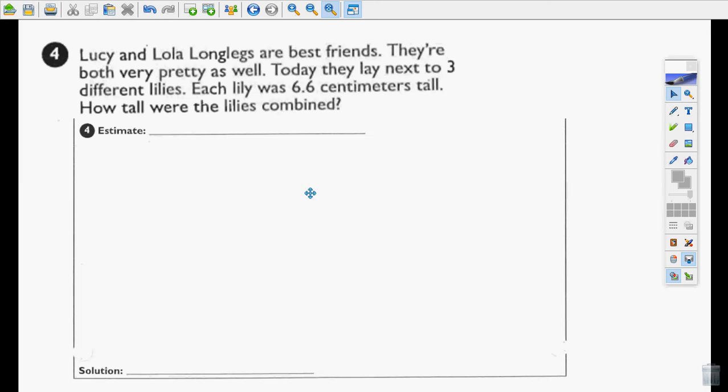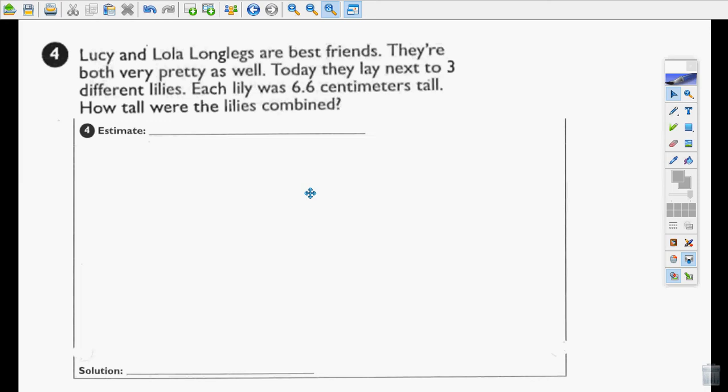Okay, so our problem says Lucy and Lola Longlegs are best friends. They are both very pretty as well. Today they lay next to 3 different lilies. Each lily was 6 and 6/10 centimeters tall. How tall were the lilies combined? So obviously this is a multiplication problem where we are supposed to multiply 6 and 6/10 times 3.